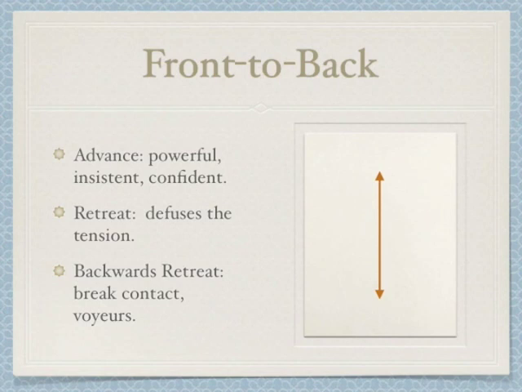The front to back pattern is a very powerful one. You're advancing on the audience, which makes you seem very powerful, very insistent, and very confident. When you retreat back to your original position, you're diffusing the tension. You're letting the audience off the hook. You can also turn around and retreat with your back to the audience, which is a very interesting choice. When your back is to the audience, you've broken eye contact, so instead of seeming like a person, they're more aware of your body as a whole. Alternatively, it can also give them the sense of being a voyeur, of watching a person when they're not being watched themselves.